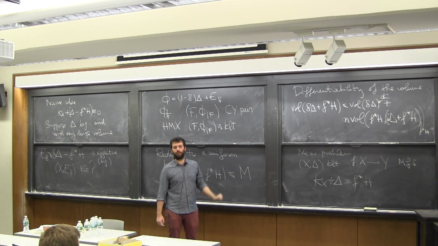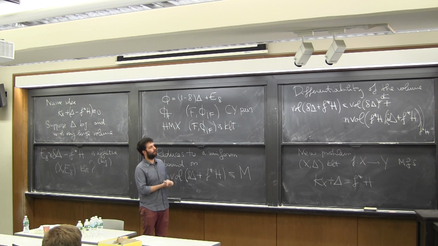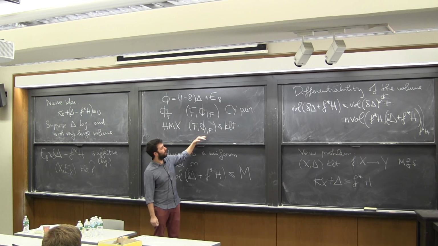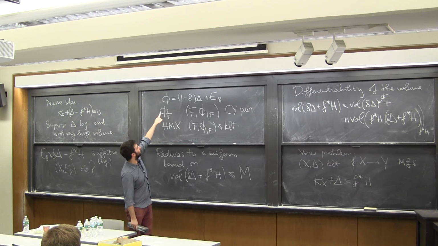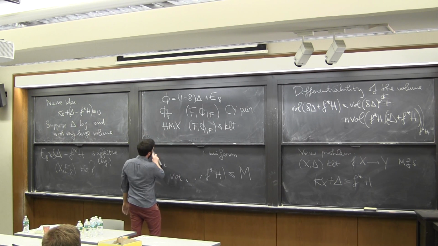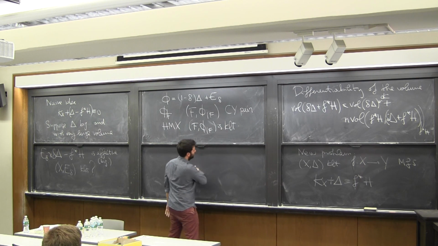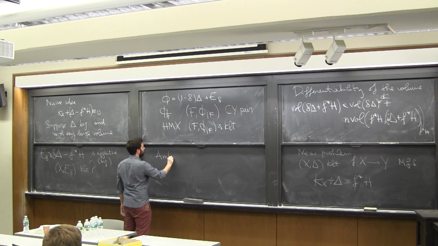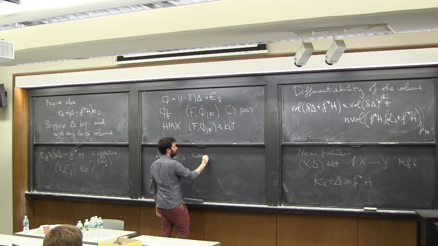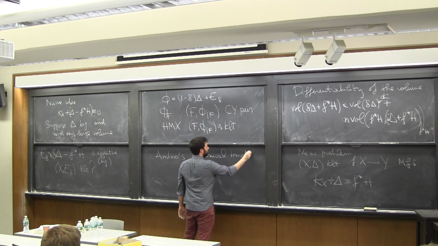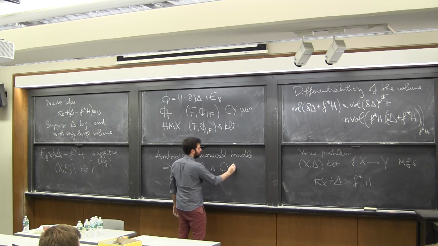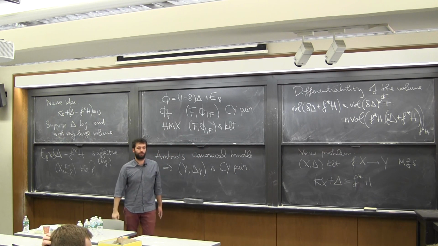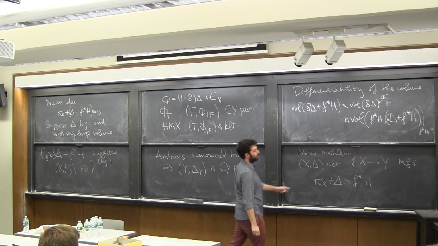Now I can use Ambro's result. And so here I really need Ambro's canonical bundle formula, that he asks only that the general fiber is KLT. So I can still use Ambro's result even though X sigma is not KLT. And so this is a key point of the argument. And so Ambro's canonical bundle formula implies that Y, delta Y is a Calabi-Yau pair.